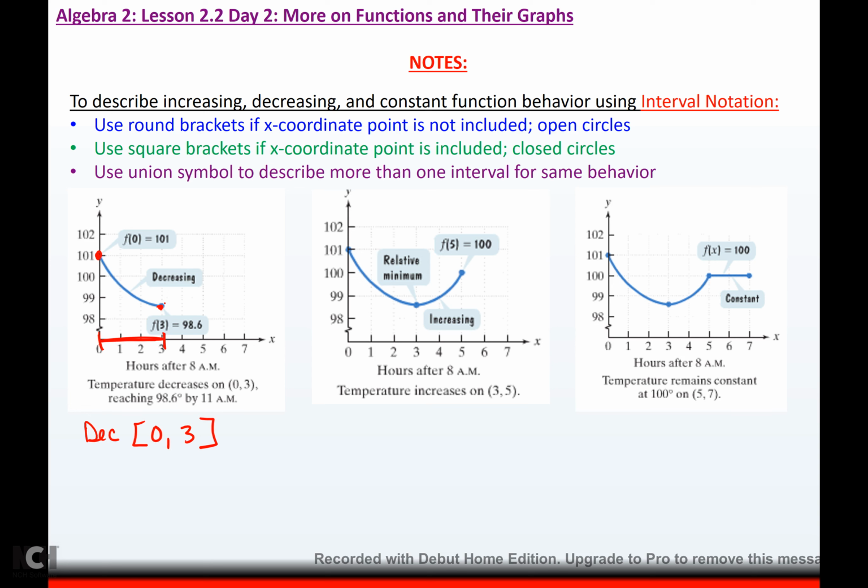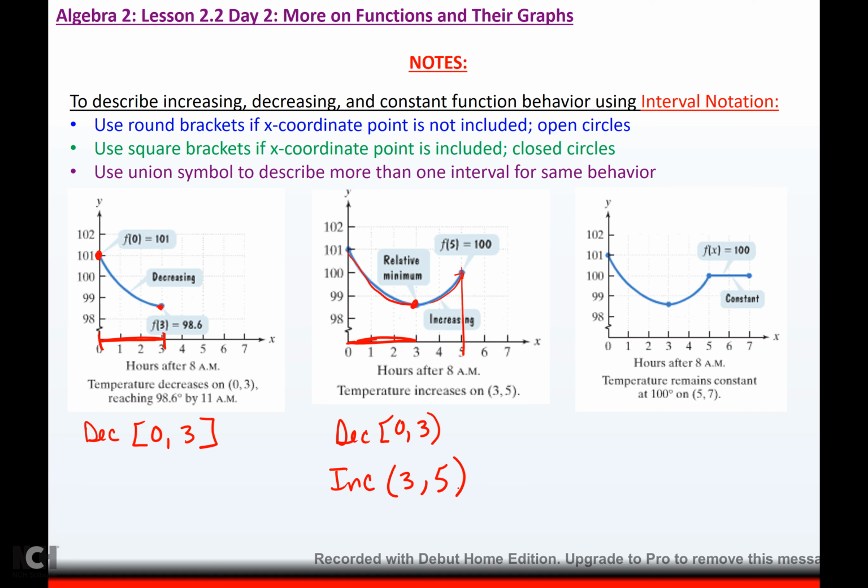This one has two things happening. It's decreasing from here to here, and then it starts increasing from here to here. So I would say the decreasing interval is from 0 to 3. And then it's increasing, you know what, but 3, I think that would be a round bracket because at 3, it's going to start increasing. So it's really neither increasing nor decreasing there. It's just the turning point. So it's increasing on 3 to, it stops increasing at 5.